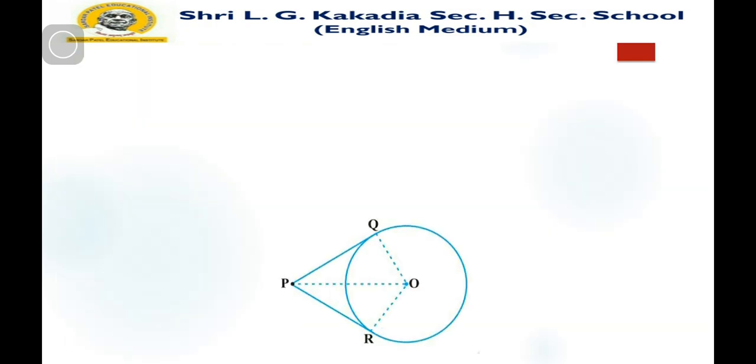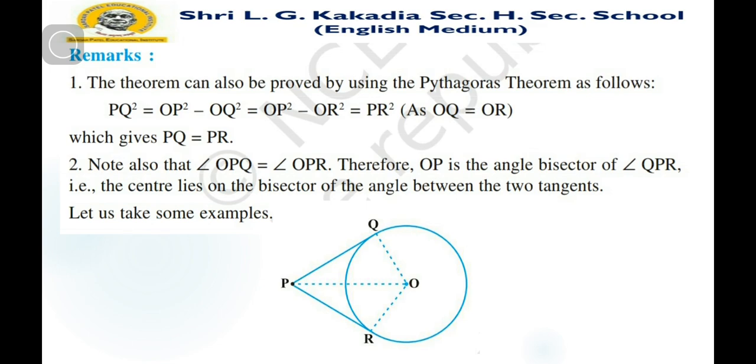Here are some things that we are going to note. First, the theorem can also be proved by using the Pythagoras theorem, as we know that here are given two right triangles. So by that way, we can take PQ square. PQ square is equal to OP square minus OQ square. But OQ is equal to OR, so in place of OQ, we can put OR. OP square minus OR square is equal to PR square. So PQ is equal to PR. By this way also we can prove this theorem.